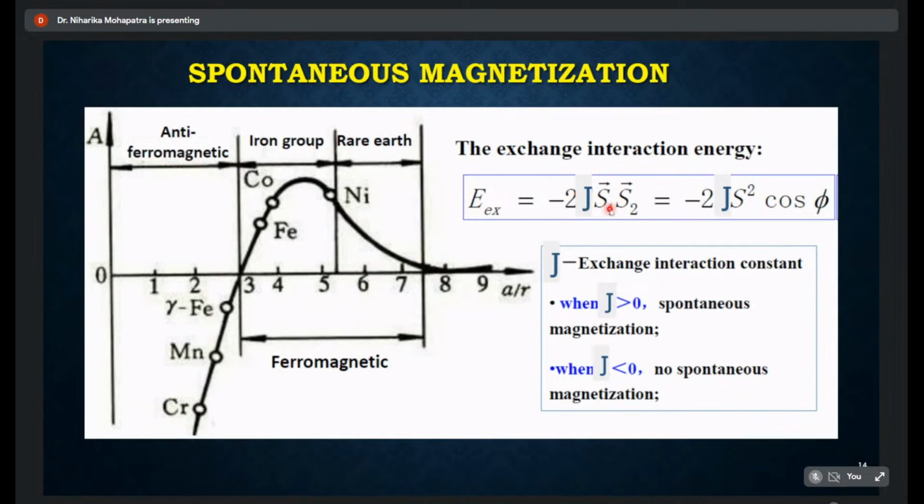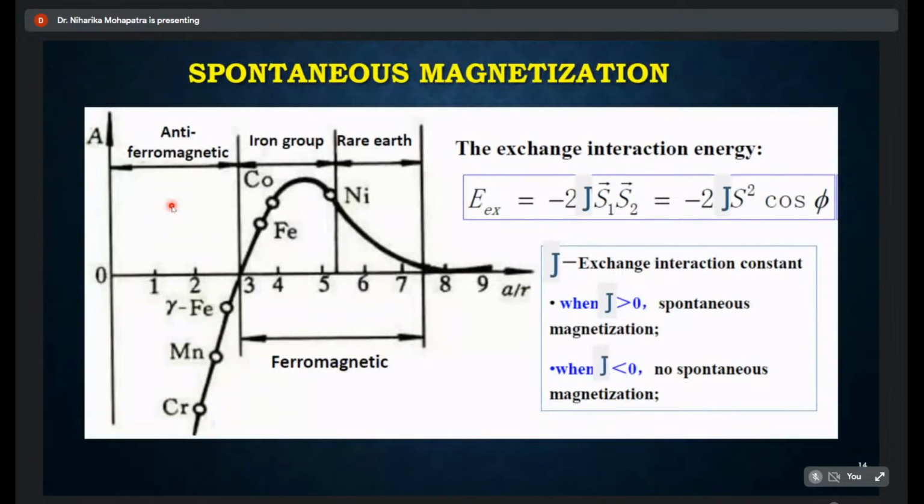Now this exchange J is either positive or negative. If it is positive, you get ferromagnetic interaction. If it is negative, you get antiferromagnetic. So this is the boundary. You can see above this you get iron group elements which show ferromagnetism, whereas below this it is negative, so you get antiferromagnetism.